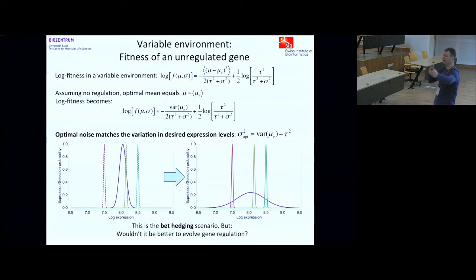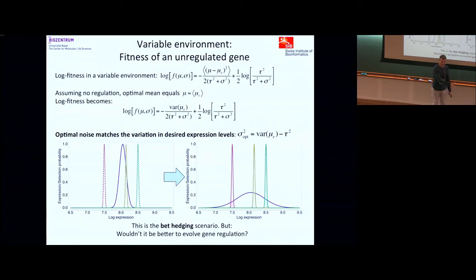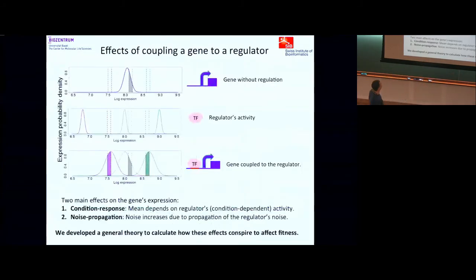So you know you're going to get different environments that ask you to do different things, and you make a very noisy distribution such that there are some members in your population that satisfy each of these requirements. Now the question is, okay, but wouldn't it be better to evolve gene regulation rather than to... Okay, so how would that work if you evolve gene regulation?